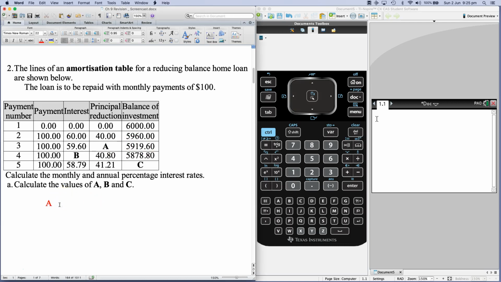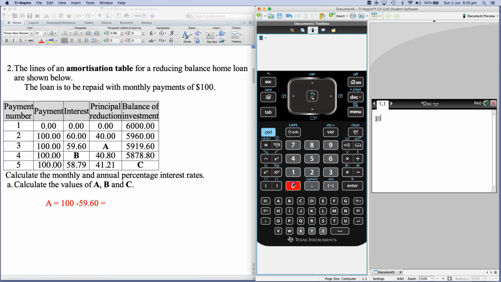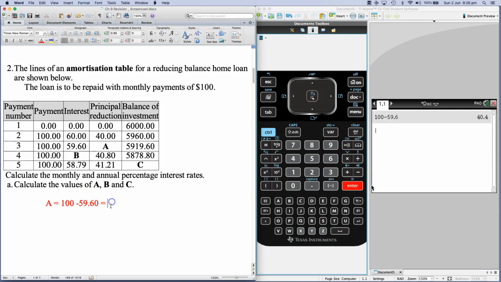So A is going to equal 100, the payment I made, minus that 59.60 of interest. And so if we use our calculator now, 100 minus 59.60 will give us $40.40. Don't forget to write that as 2 decimal places, even if your CAS is giving you just one.